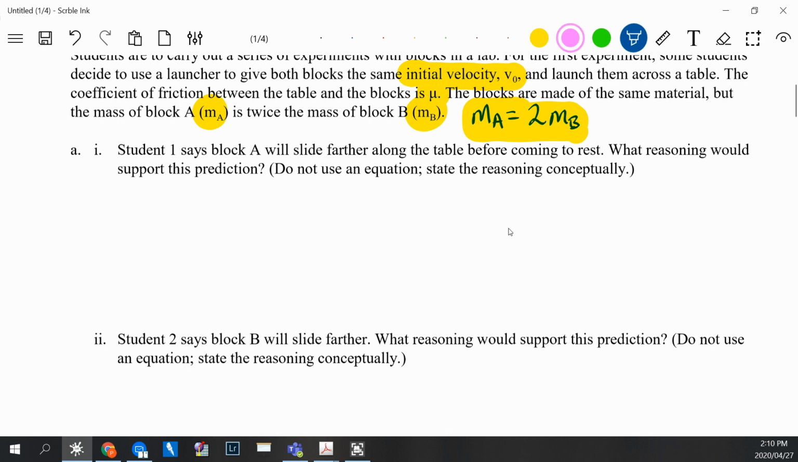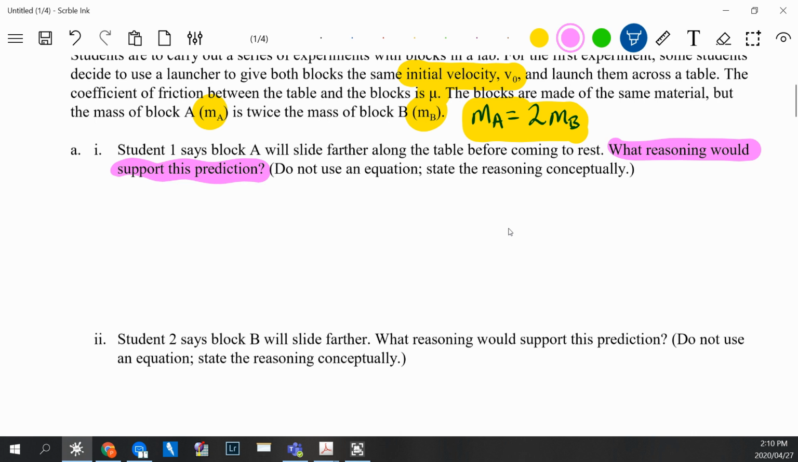Okay, but if you've seen any of my previous videos, you've heard me say to just focus on the question that is being asked, answer the question you're being asked, and move on. So let's focus on what A1 is asking us to do. Student 1 says that A will slide further along the table before coming to rest. The question is right here. What reasoning would support this prediction?